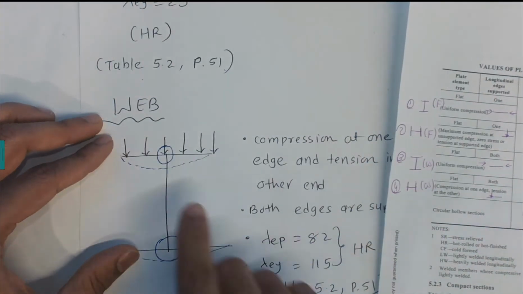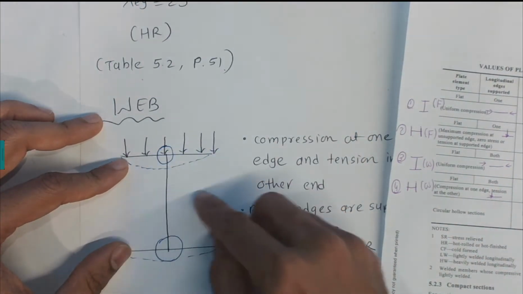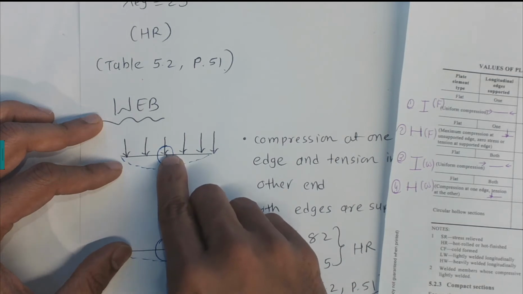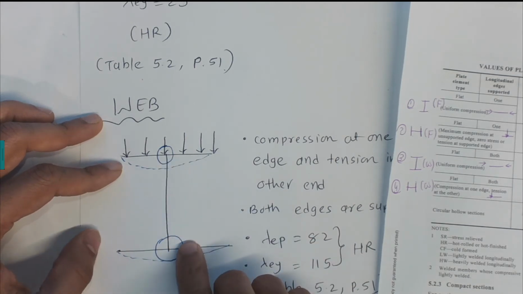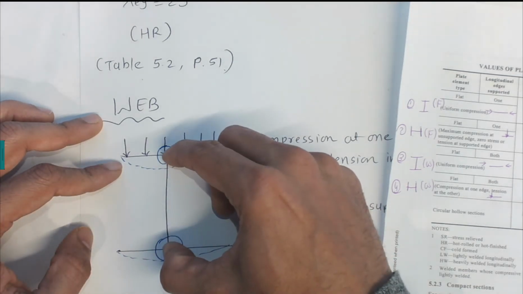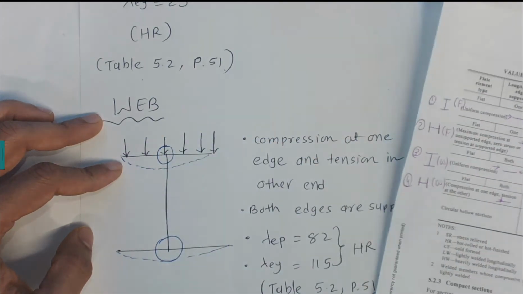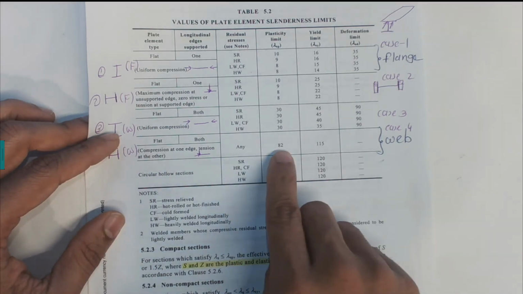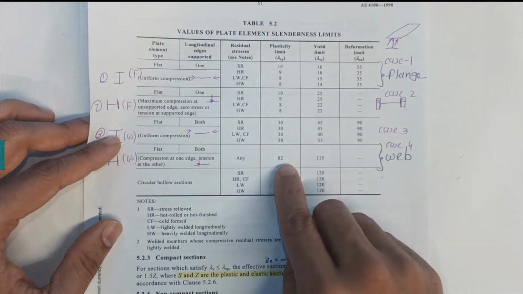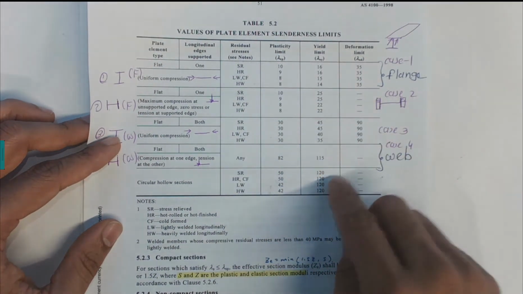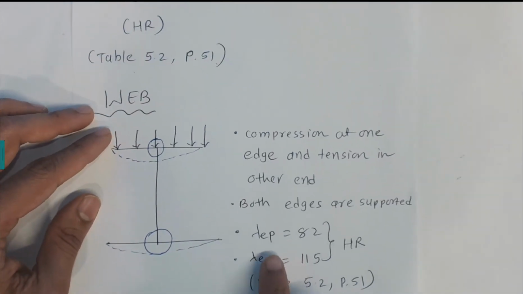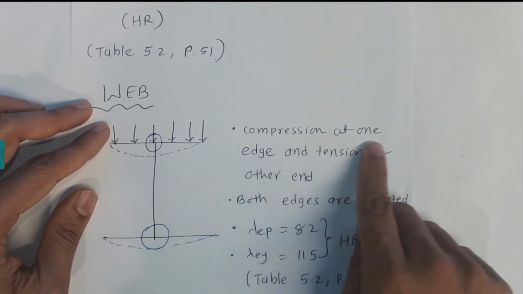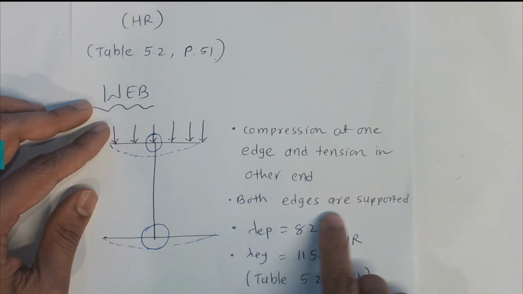So what I'm trying to say here is that when you bend it about the x-axis, this top one undergoes compression and this one tension. So when I want to work about the web, we have this case where compression is at one edge and tension at another edge. It has a lambda EP value of 82 and lambda EY value of 115. So that's what is written here: compression at one edge and tension at the other edge, both edges supported.